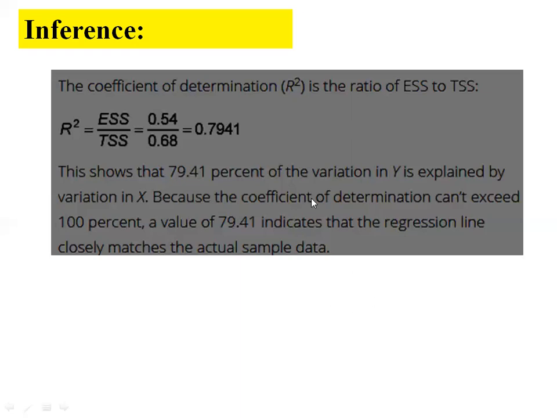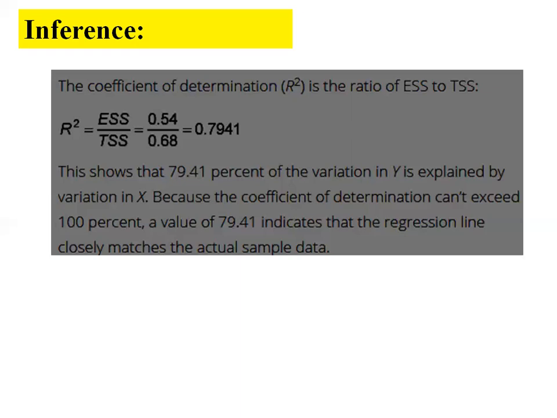Now you see, the coefficient of determination cannot exceed 100%. It will lie between 0 and 1, because the R squared value indicates how closely the regression line matches the actual data. That is what we are going to see. Now we have seen R squared. With the help of R squared, we are able to estimate whether the model is good or not, that is, how well the model fits. We can say the model is really a good fit, because almost 80% of variation in y is explained by x. This is a very good model.